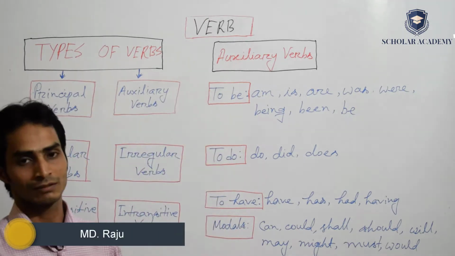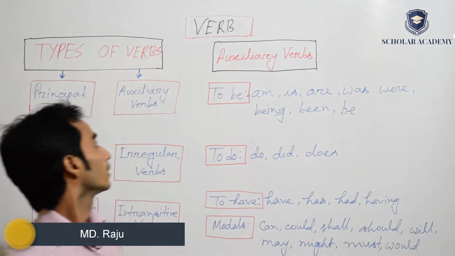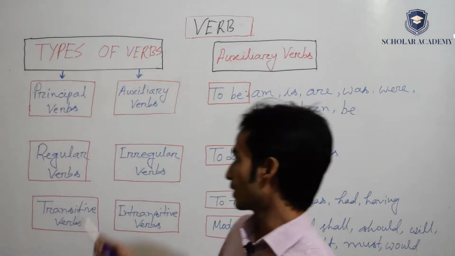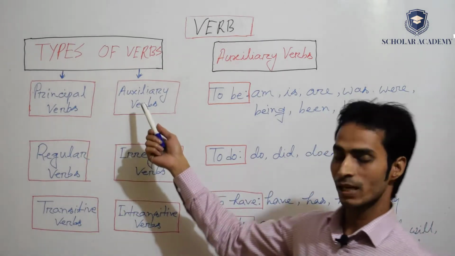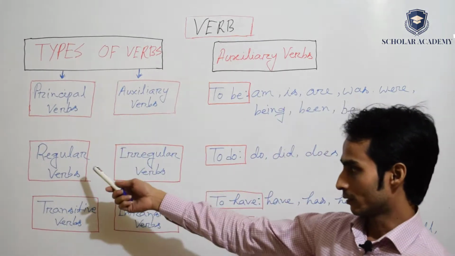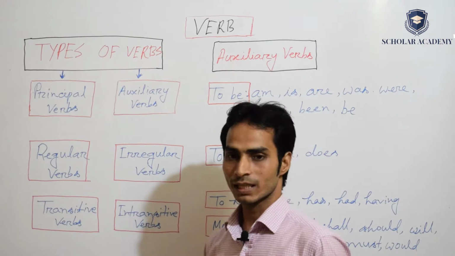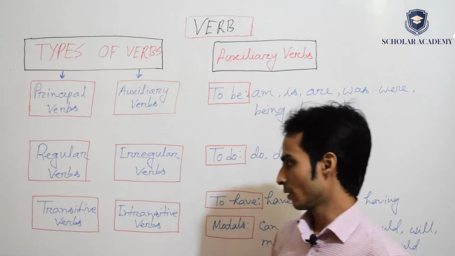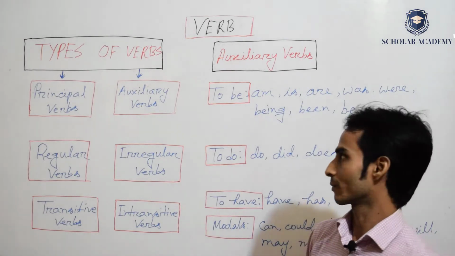This lesson is all about verbs. In this lesson, I will teach you about different kinds of verbs. First of all, I will start with principal verbs and auxiliary verbs. Then I will turn to regular verbs and irregular verbs. Finally, I will discuss transitive verbs and intransitive verbs.